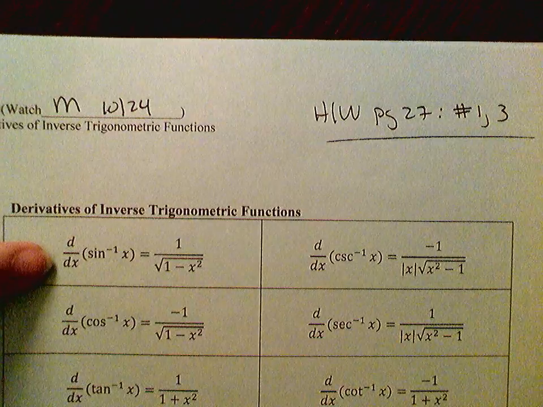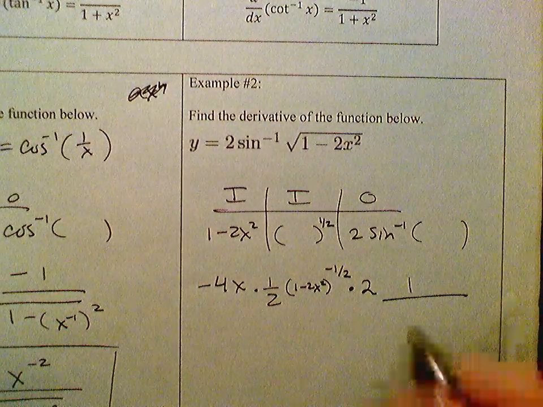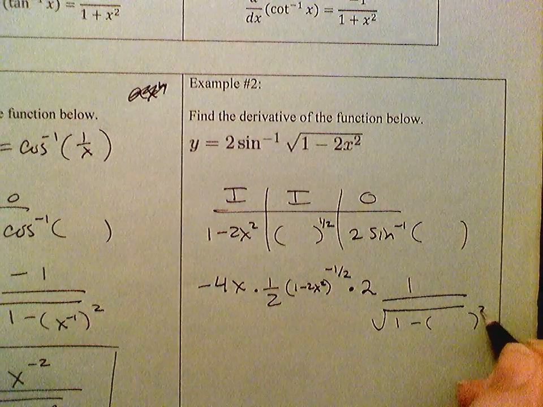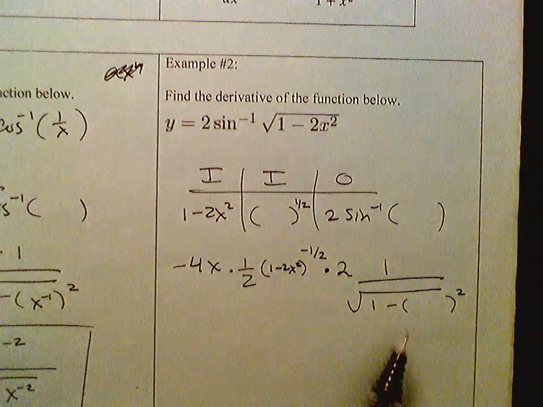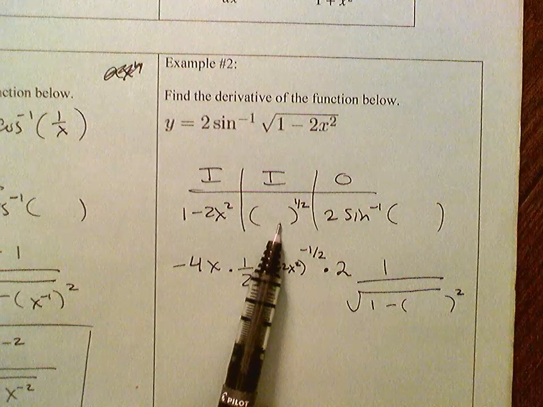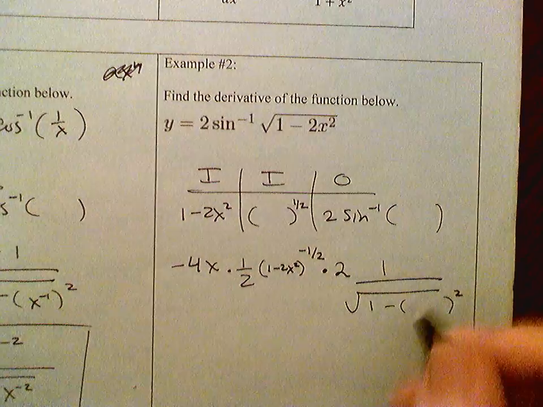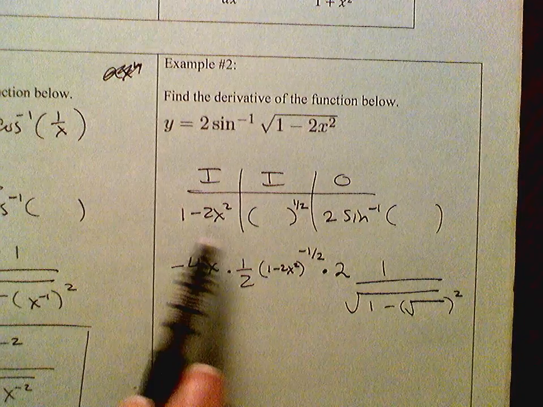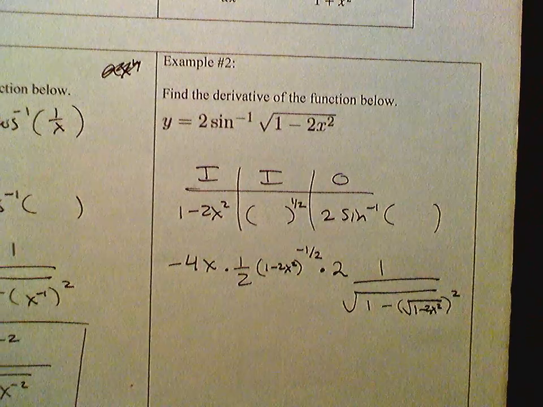So the derivative of inverse sine, I have to look at my formulas. It's this one right here. So it is 1 over square root of 1 minus blank squared. All right? And what goes back in the blank? Both of the old insides. Okay, so this is going to go back in, and this is going to go back inside of that. So I'm going to convert this back to radical notation. So that went back in, and then this goes back in. 1 minus 2x squared.